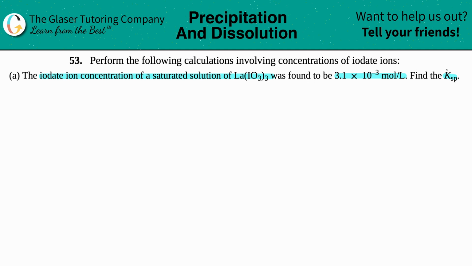So we need to find a KSP value, right? That always comes from a balanced equation. And it seems like we have a saturated solution of LaIO3. So this is the solid that's going to dissociate into its ions. LaIO3, that's the solid. This gets dissociated into its two ions, La and IO3. IO3 is the polyatomic iodate. So we have La plus IO3.